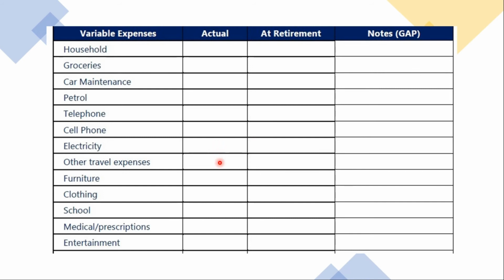Electricity, any other travel expenses that might apply. Furniture. Now, hopefully, you don't buy furniture every month, but maybe you put money aside for it. Clothing, that can refer to cash clothing, cash buying. School, now I know you're going to say, why is this here? Now, school fees is not variable because remember, I pay that monthly, hopefully not at retirement. School fees, that is a fixed expense, is obviously my monthly payment, but variable might refer to stationery or clothing that I buy. Any medical prescriptions other than my medical aid. Entertainment, do I go to the movies?